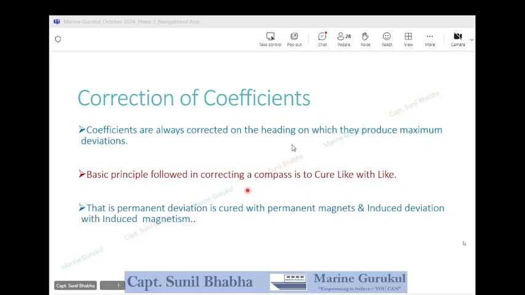Basic principle followed in correcting a compass is to cure like with like. That is, permanent deviation is cured with permanent magnets and induced deviation is cured with induced magnetism. In the case of coefficient D, since it is generated because of soft iron structures, because of induced magnetism, the correction is also done using a soft iron corrector.